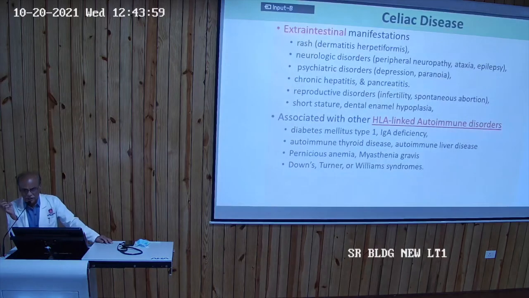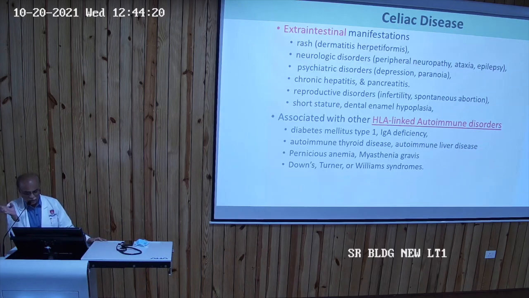There may be extraintestinal manifestation of celiac disease also. So there may be rash, dermatitis herpetiformis, or neurological problems, neuropathy, ataxia, epilepsy, psychiatric. So CNS problems are there: depression, paranoia, sometimes hepatitis and pancreatitis, reproductive disorders, short stature. HLA-linked autoimmune disorders may also present along with the celiac disease. So diabetes mellitus type 1 or IgA deficiency, autoimmune thyroid disease, pernicious anemia, myasthenia, Down's, Turner's, Williams, all these can be associated with the celiac disease.